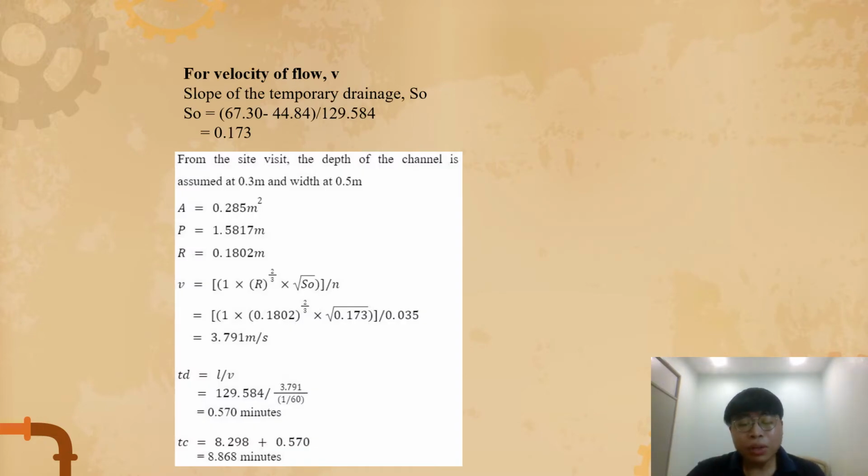To know the TD value, we need to have the length of the drainage and also the velocity of the flow. So the length of drainage is this, and how to get the velocity of flow? We need to assume the drainage. The depth of the channel is assumed to be 0.3 meter and the width is 0.5. So we get the area here, and the perimeter and R. So we substitute, and the S0 we also get from the slope of the temporary drainage. We substitute all the values inside to get the velocity, and with the velocity and the length, we have the TD, then we can get the TC by adding T0 and TD.